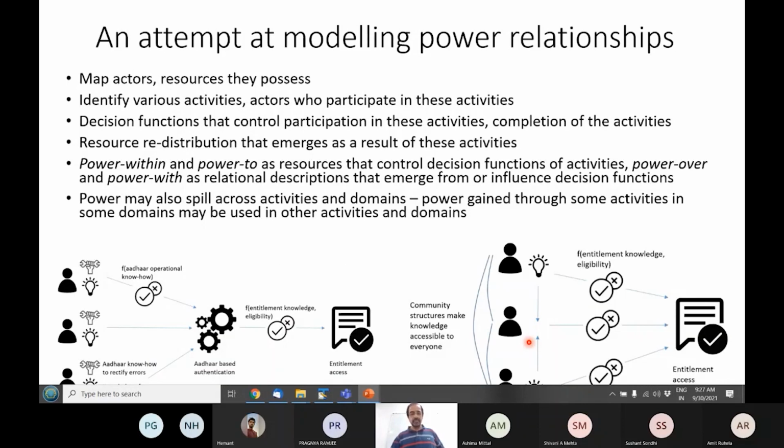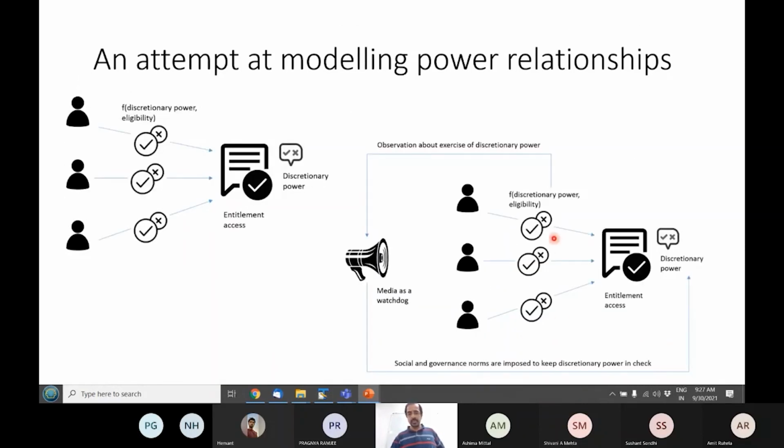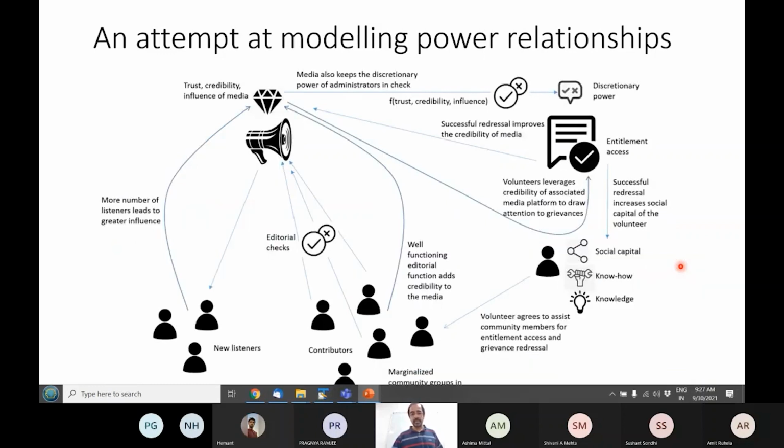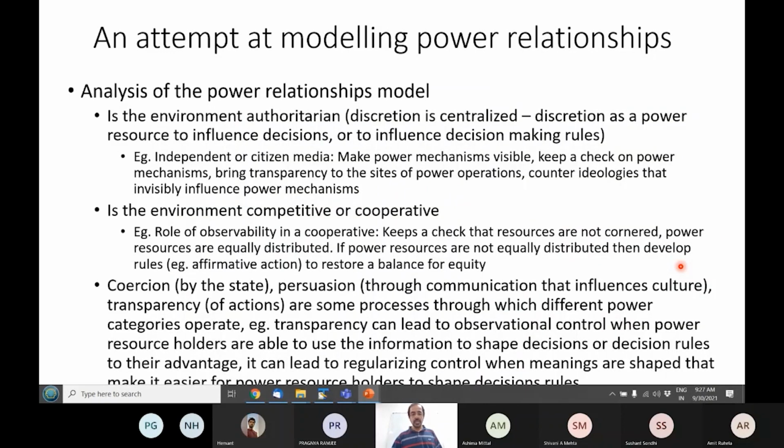I've tried to model some of this. For example, with what we've been talking about, if somebody needs entitlements, but there is some discretionary power, let's say with the ration owners or with the sarpanch and so on, then you can have media acting as a transparency agency or as a watchdog, which can keep a check on this power. Similarly, there are other ways in which you can model this. So you can look at chapter 6 if you're interested in my book.